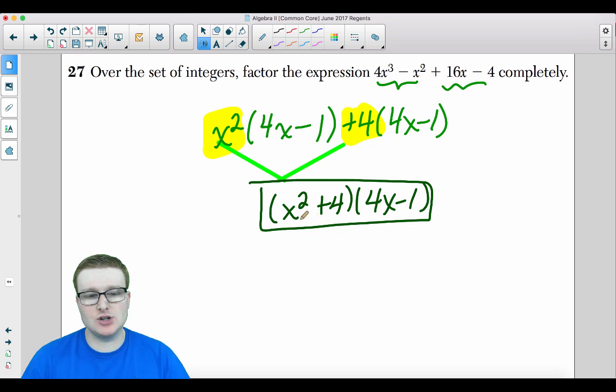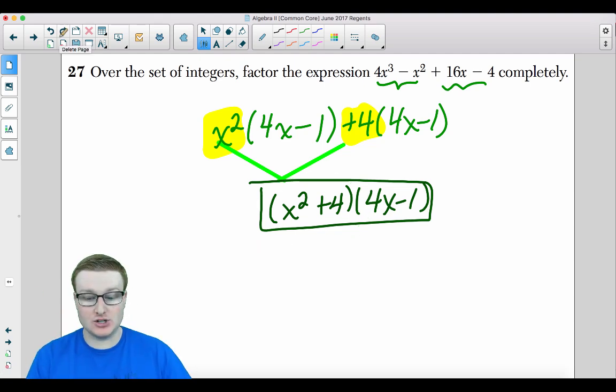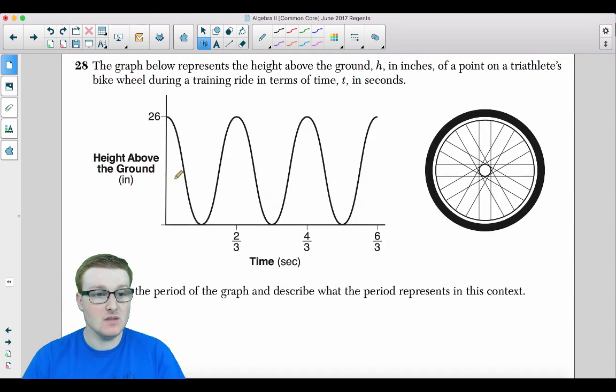And if you thought, hey, Trev, I thought we could factor this. No, that is not the difference of two perfect squares because you're adding. That's not the difference of two perfect squares. We are done with that question. Moving on to number 28.